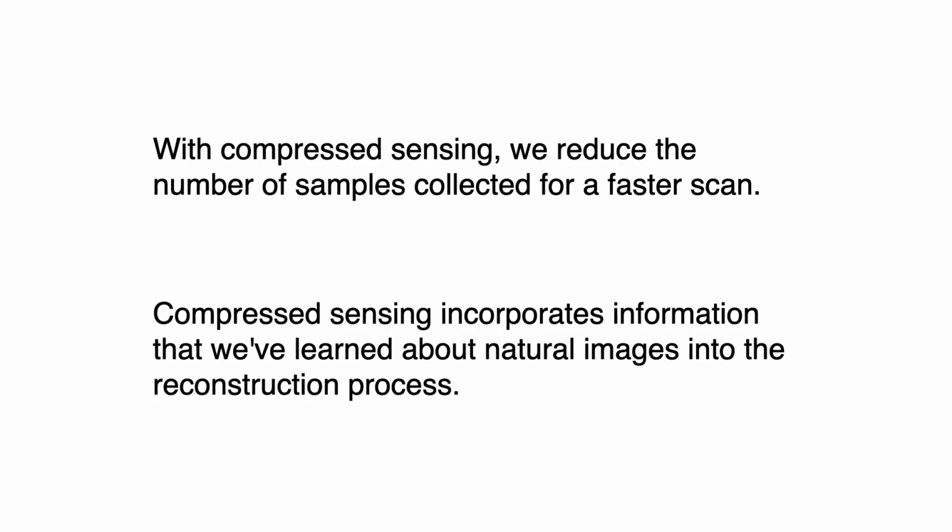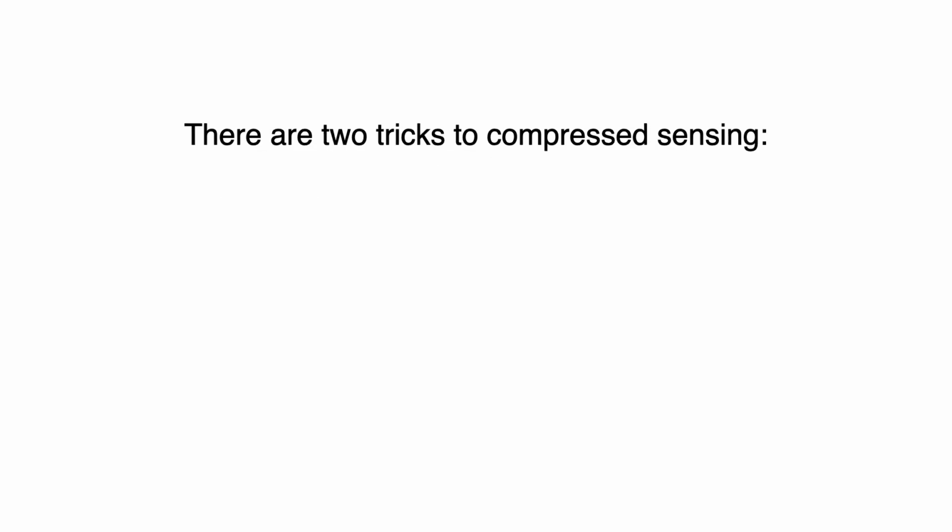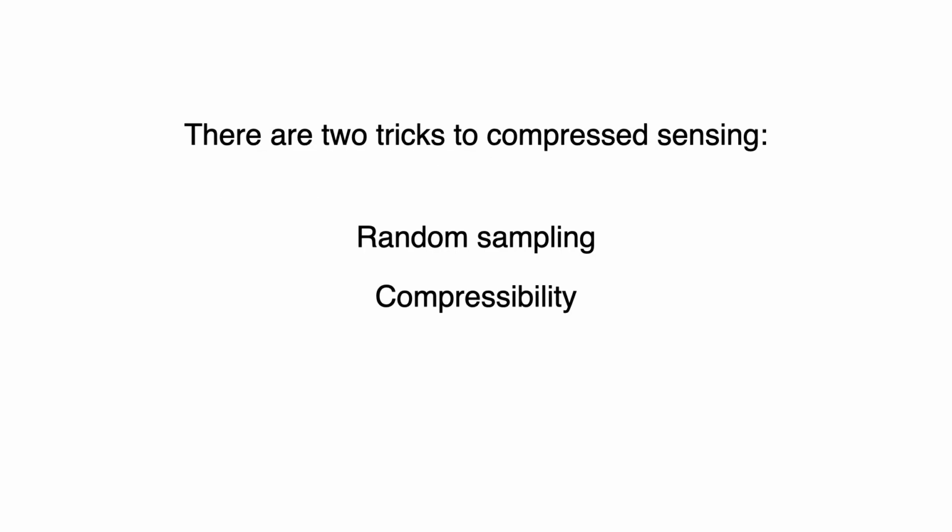It's a phenomenological thing. We believe that natural images have certain properties, and we're going to incorporate those properties into the reconstruction process, but there's nothing physical about it. There's nothing that mandates that natural images have those properties. It's just something that we've noticed over time. There are two tricks to compressed sensing: random sampling and compressibility. We're going to talk about both of these, but we'll start with random sampling.